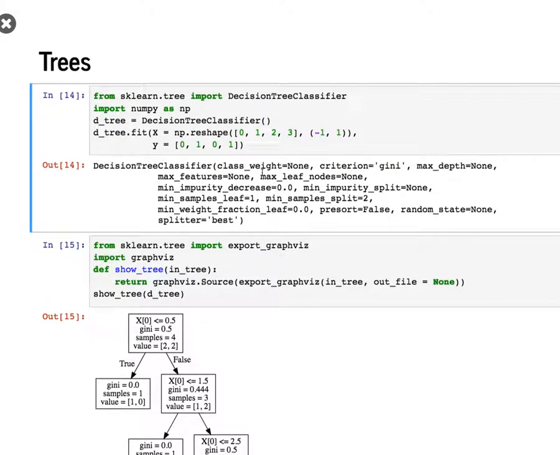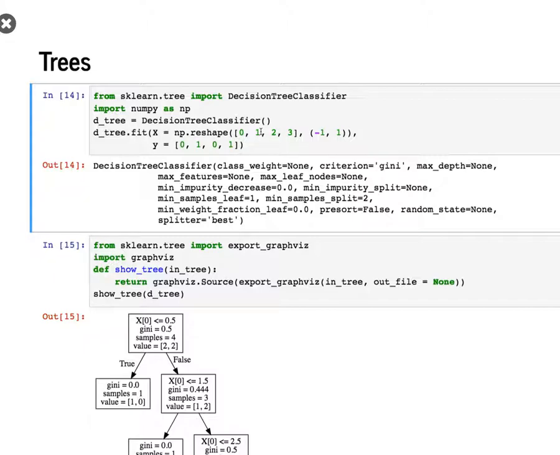So for trees, this is the last one we'll cover in detail right now. You can use decision trees to do very similar sorts of things, where you have inputs and outputs. In this case, we'll focus on classification, where you give it an x vector. So here 0, 1, 2, 3 is the data we give it in, and the output is 0, 1, 0, 1. So we have two groups, one is 0, one is 1.